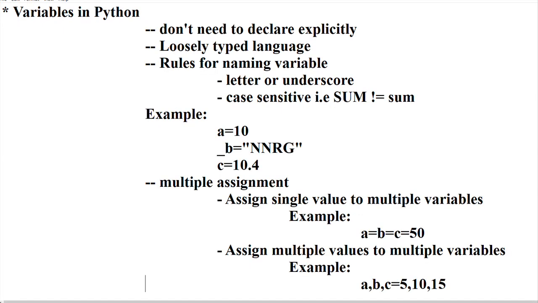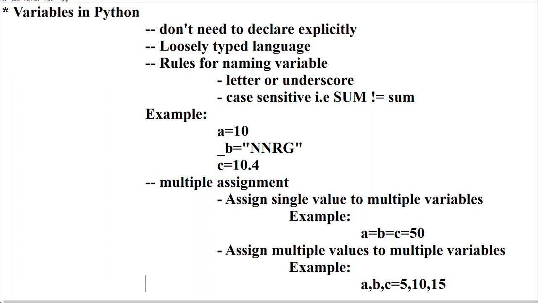Friends, the next one is variable declaration in Python. What is a variable? A variable is a named memory location in which we can store values. In other words, a variable is a name which is used to refer to a memory location. A variable is also known as an identifier and is used to hold values.